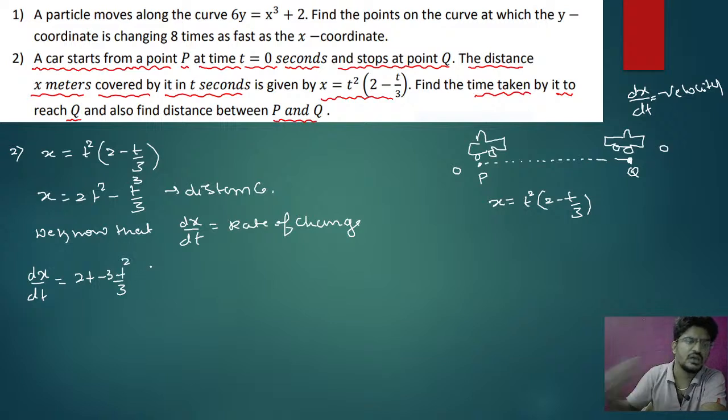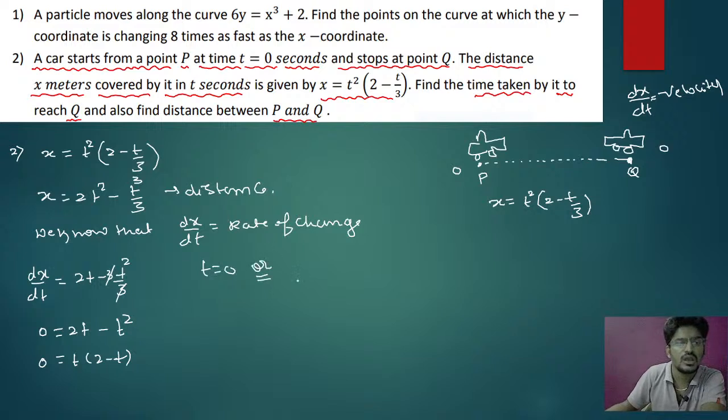3t square. Clear? So you can just see 3 and 3 will get cancelled. T square into t is t cube by 3. That is 3t square divided by 3. 3 will get cancelled. Here dx by dt is 0. 2t minus t square. So now by using this you can say here t is common, 2 minus t. t equal to 0 or t equal to 2. You have two choices, t equal to 0 or t equal to 2.